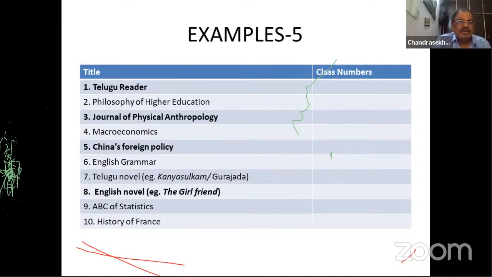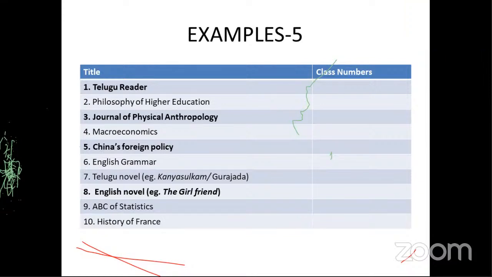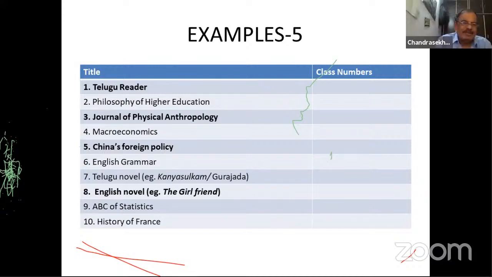54051. So like that, Indo-Nippon relations. Indo-Nippon, which country is Nippon? I think also Japan. 52. So 52 is Japan. So Indo-Japanese relations.